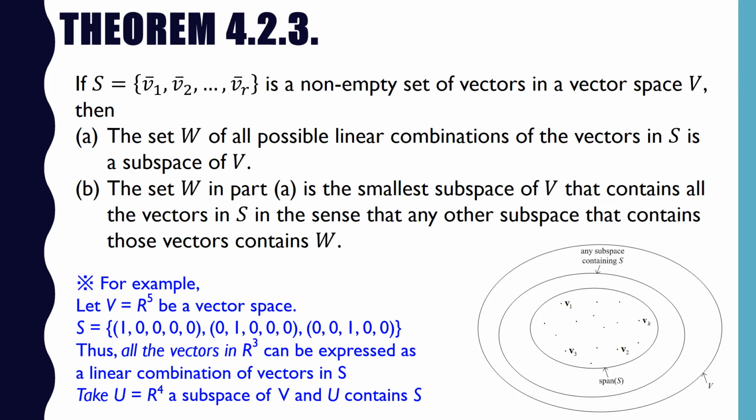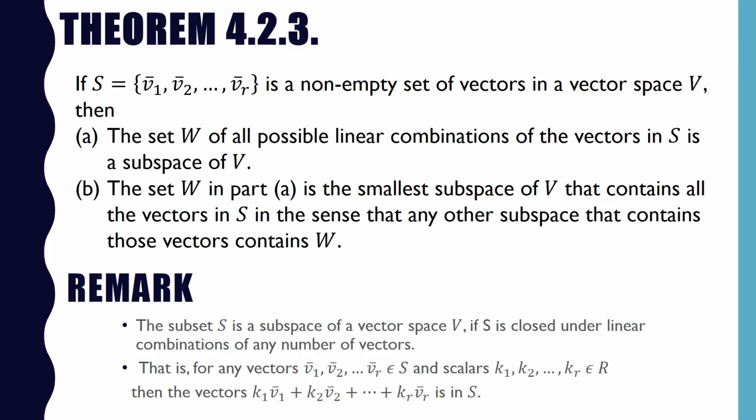To make this statement a little more clear, I can rewrite this particular statement of the theorem in an understandable way. The subset S is a subspace of a vector space V if S is closed under linear combination of any number of vectors.